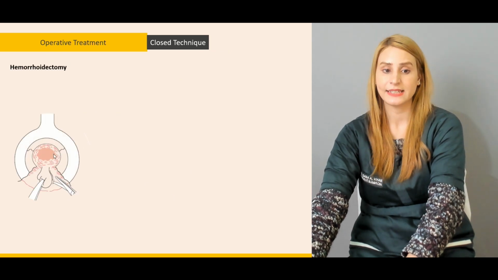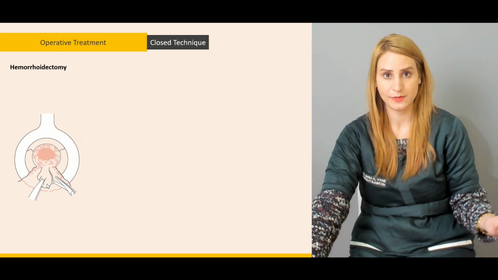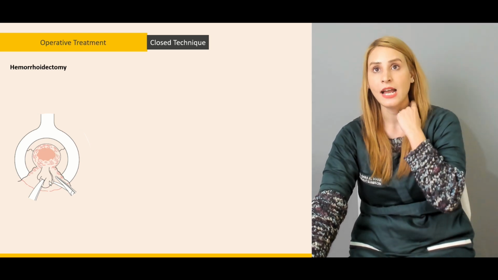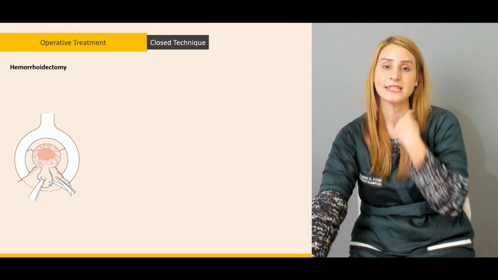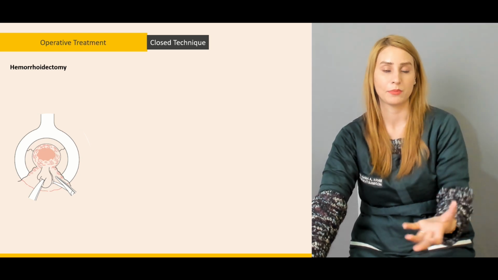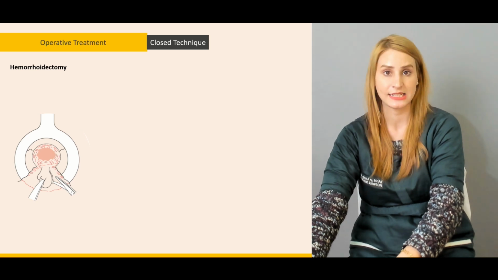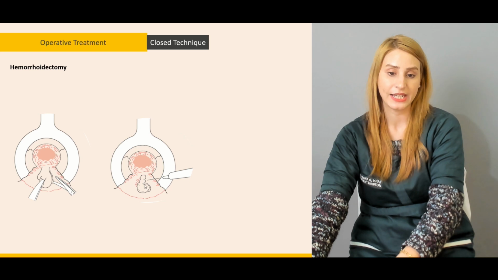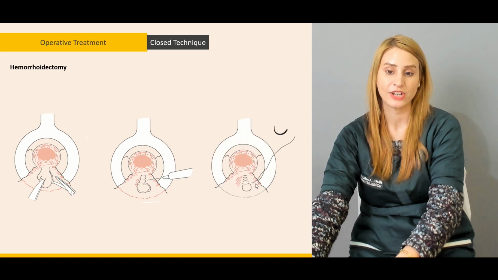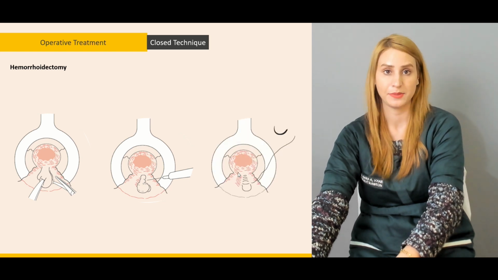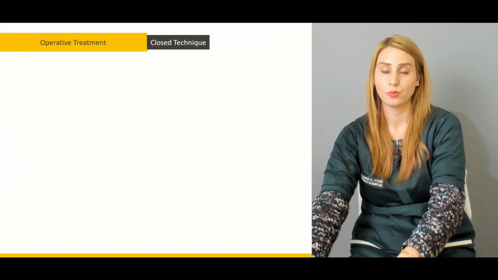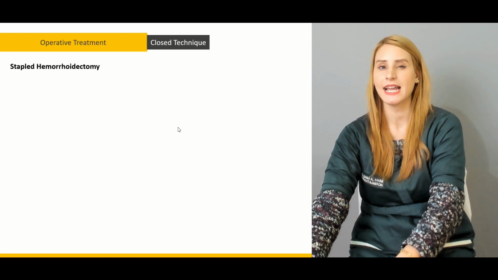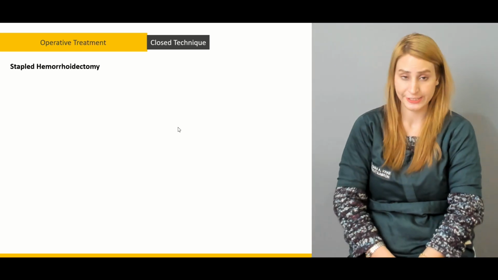So the closed technique, again, the principle remains the same. You will do a proctoscopy and try to grasp the hemorrhoid with the help of the forceps, make a triangle, get into the base, remove it from the base and then transfix it, and then close this submucosal defect with the help of the Vicryl. Again, there is another technique which is called stapled hemorrhoidectomy.